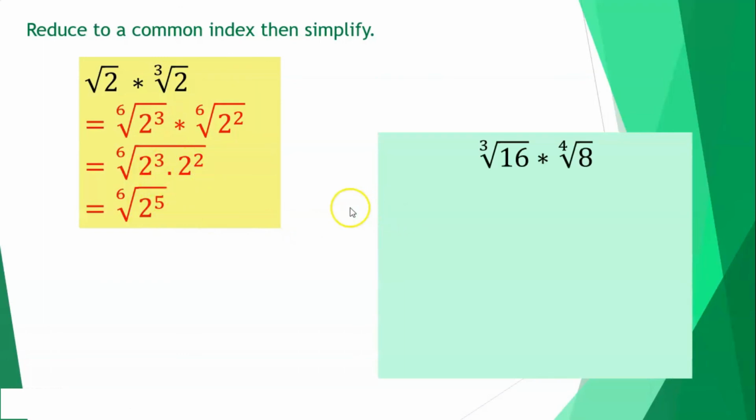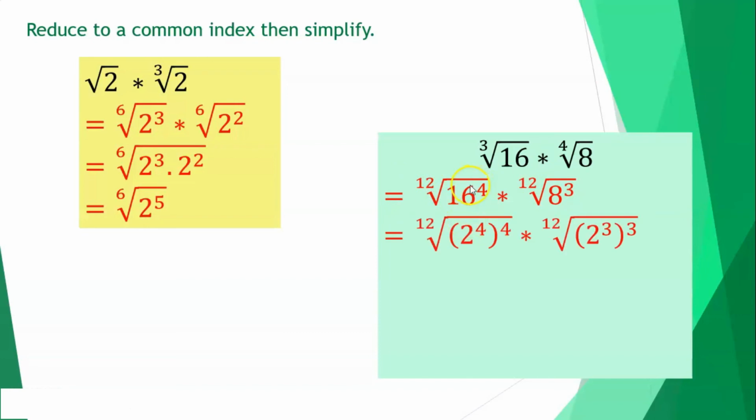Okay, another. Now, this one. This is cube root of 16 times the 4th root of 8. So, different indexes. You have 3 and 4. So, common to 3 and 4 would be 12. So, rewrite the index to 12. So adjust the exponent inside the radicand. To do that, 12 divided by 3, you will get 4. And 12 divided by 4, you will get 3. So take note how it's done. Now at this point, the indexes here are already equal.